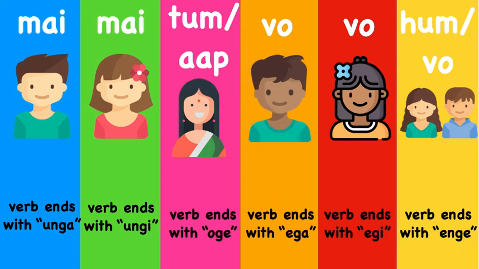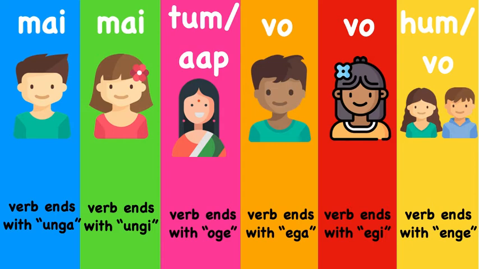Now, future tense is more similar to present tense, where we don't add an extra word. Like in present continuous, we add raha, rahe, rahi, right? But in future tense, we don't do that. It's more like present tense, where we add a new ending to the verb word itself.